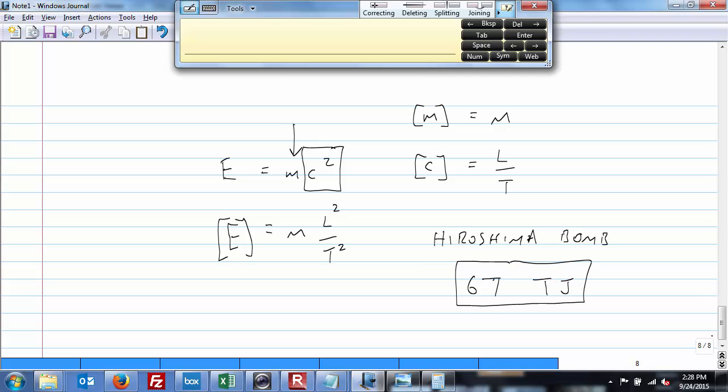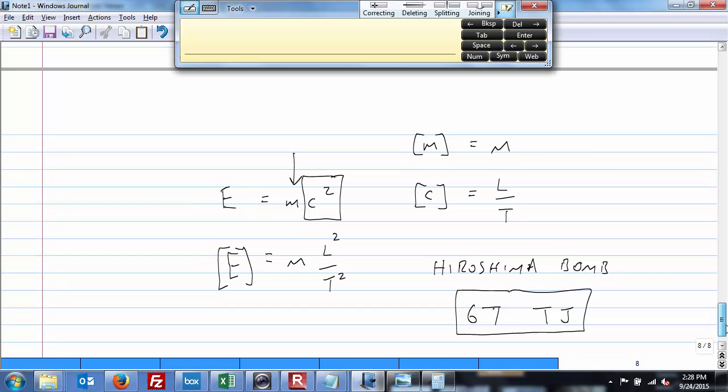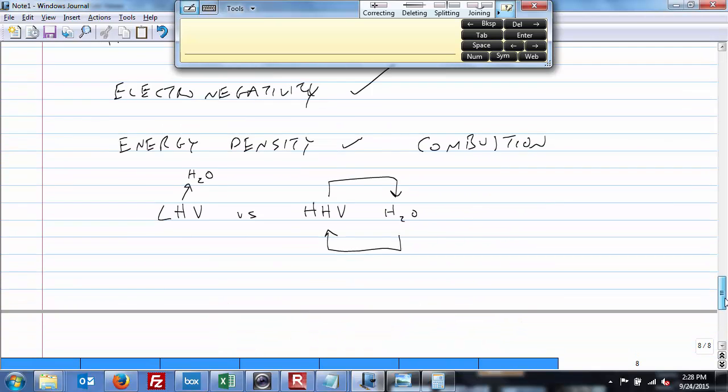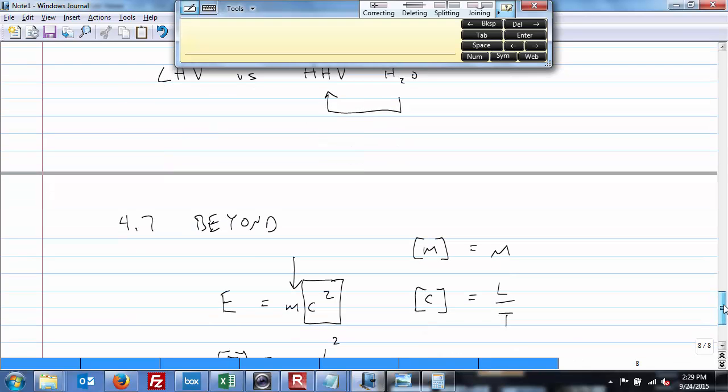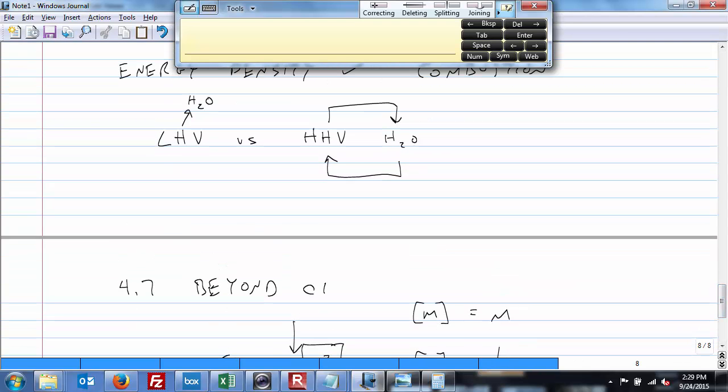So hopefully what I've impressed upon you is every one of these little sections. Well, this is 4.7. Oh yeah, 4.7. Beyond chemistry. It's not called nuclear. It's just beyond chemistry.